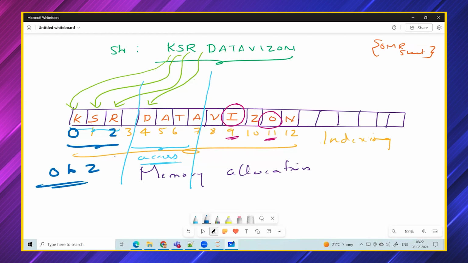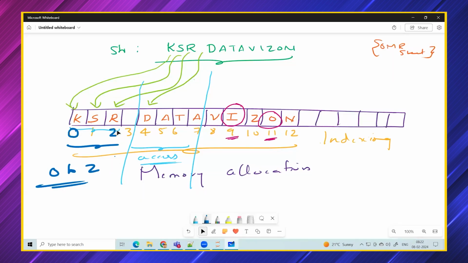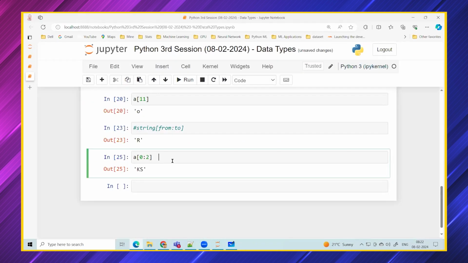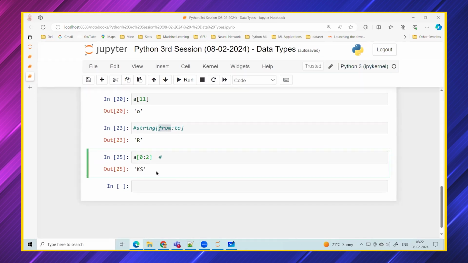That's an ideal scenario, right? 0 to 2. But what will happen here if I give 0 to 2? The last element has been missed out. This element is missed out. Okay, so always what is happening, whenever you are giving 2, this is from index 0. From index 0. And 2 is actually till where you have to go.